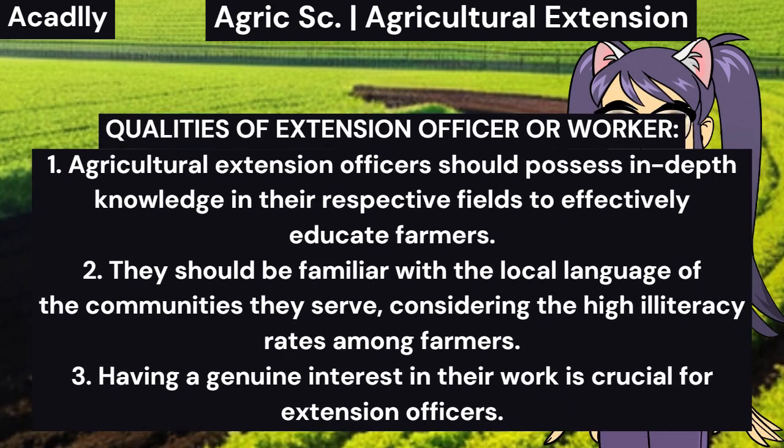Qualities of extension officer or worker. What are the qualities of extension officers or workers? The following are the qualities of an extension officer or worker. 1. Agricultural extension officers should possess in-depth knowledge in their respective fields to effectively educate farmers. 2. They should be familiar with the local language of the communities they serve, considering the high illiteracy rates among farmers. 3. Having a genuine interest in their work is crucial for extension officers.